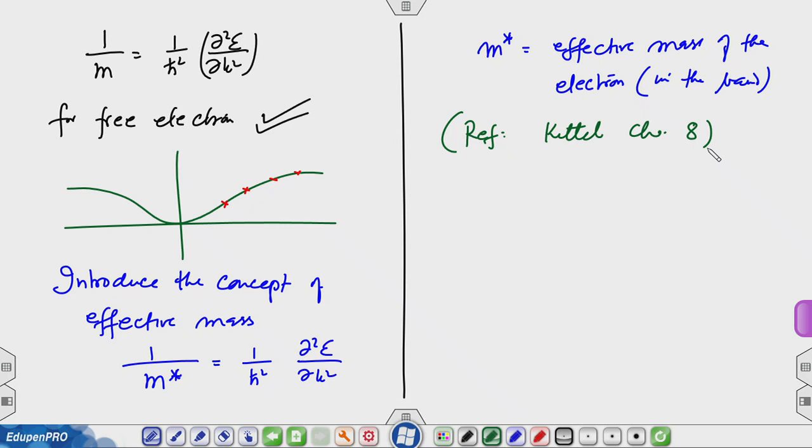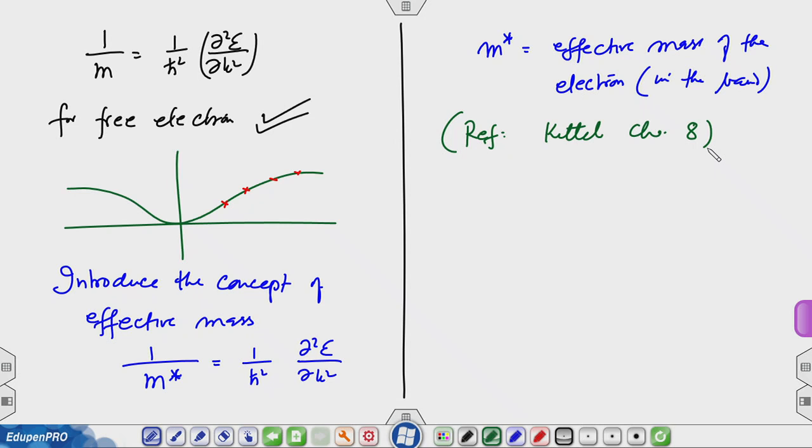So, effective mass is different. It actually incorporates in it the effect of lattice interaction, and that is not surprising, because energy band is actually arising because of the interaction of electron with the lattice potential.